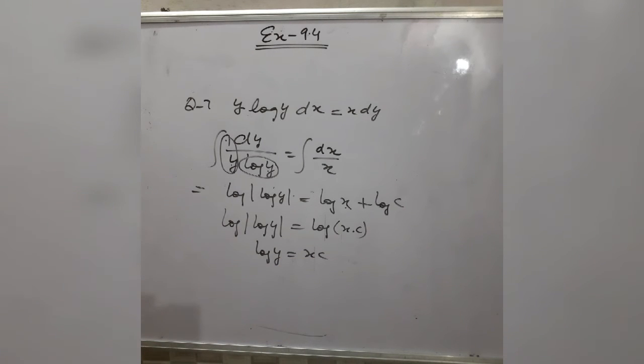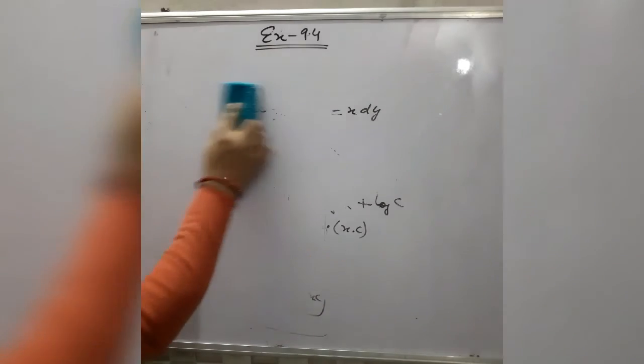If you want to do one more step, you can take the exponential on both sides. After taking the exponential on both sides, log is cancelled with e, you will get y is equal to e raised to power xc. So this is question number 7. Next, question number 8.